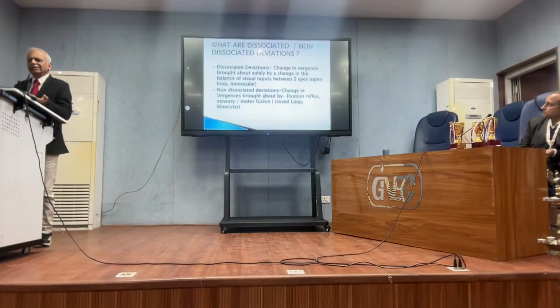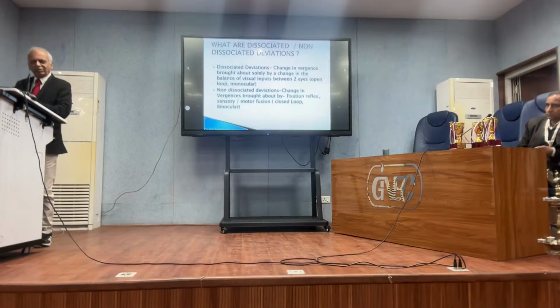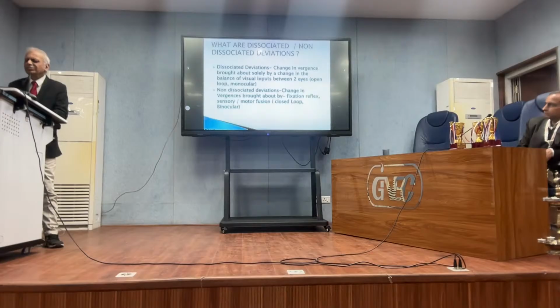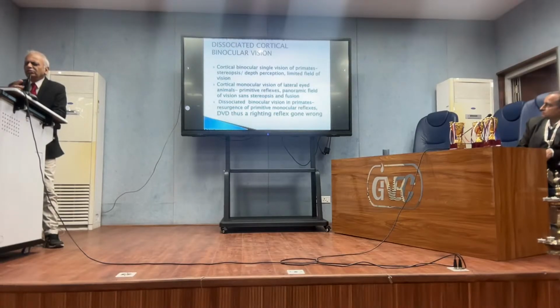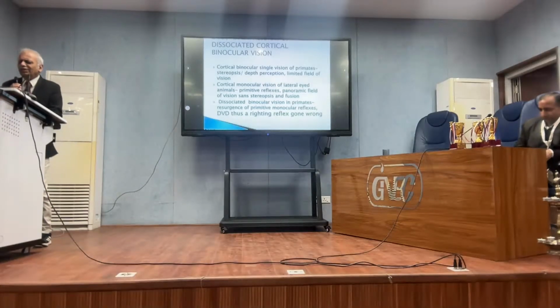I don't mean human beings, way down in phylogeny. So from monocular lateral-eyed animals, we got into binocularity because we came out from the ocean to terrestrial and arboreal life. So that had its own issues, and we got into this business of binocularity, and strabismus came in. Otherwise, there was no strabismus as long as we were lateral-eyed. So cortical binocular single vision of primates means stereopsis, depth perception, and limited field of vision. Cortical monocular vision of lateral-eyed animals means primitive reflexes, panoramic field of vision, no stereopsis, and no fusion.